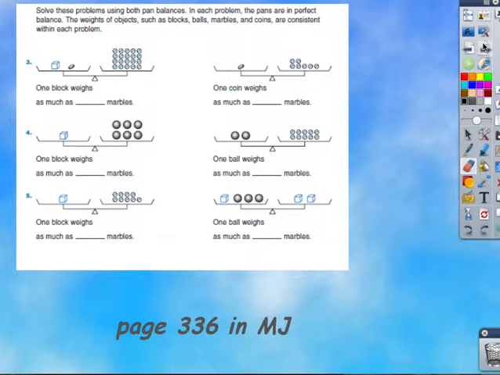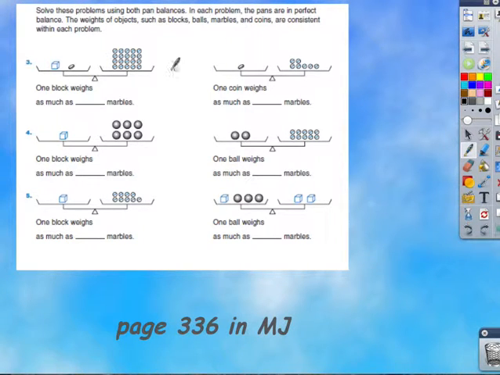But if we're taking a look at our math journal, especially on page 336, you may have to do one step before you can do the next step. So like on number 3, we want to know one block weighs as how many marbles. Well, if we took a look at our example, we have one block is equal to all these marbles, but we also have a coin. So the first thing we need to do is find out more information about this coin.